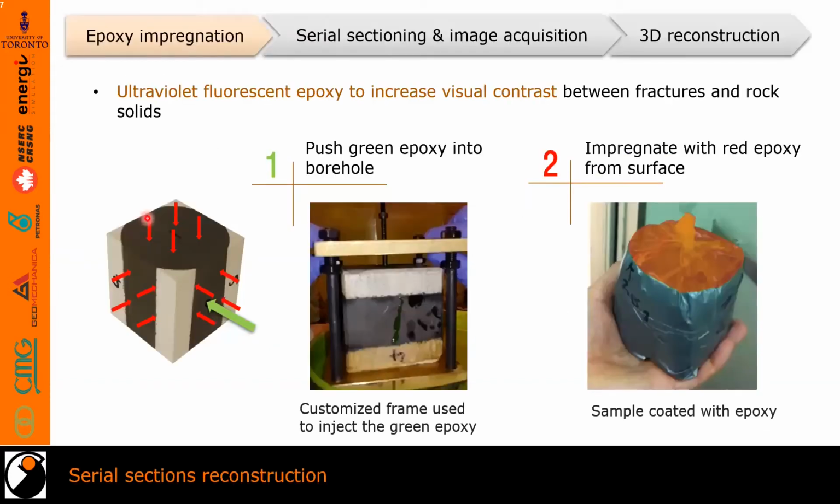In order to identify the fractures in the cube that are connected and not connected to the borehole, the epoxy impregnation was completed in 2 steps. In this 2-step procedure, the green epoxy was pushed into the borehole to fill the fractures that are connected with the borehole. And then the cube was impregnated with red epoxy from the external surfaces to fill the fractures not connected with the borehole.